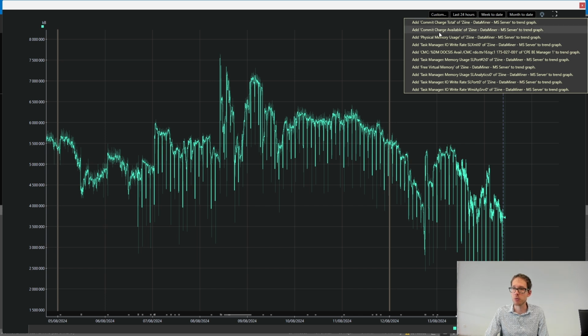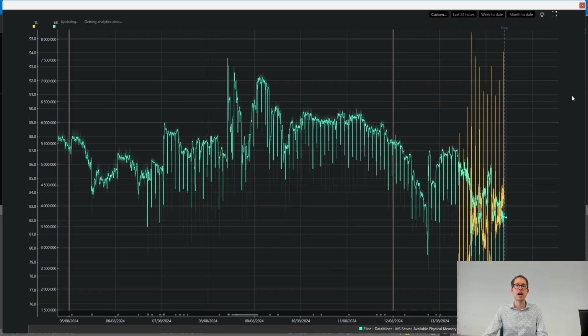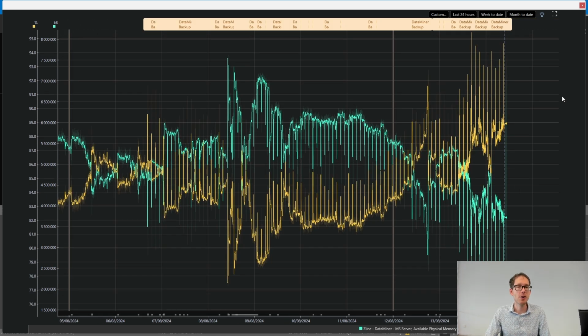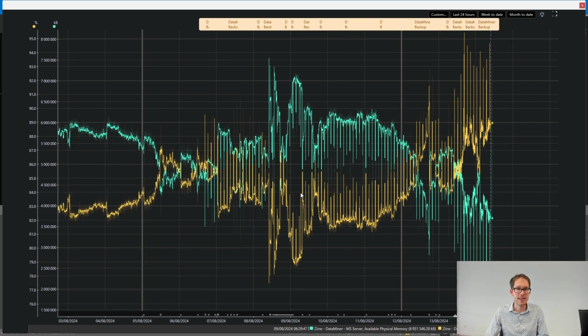Yeah, it can propose me several options. And let me focus on this one. It's telling me to look at the physical memory usage. I click it, and immediately DataMiner adds the physical memory usage parameter to my graph. Now, the yellow one is the physical memory usage. The blue one is the available physical memory. So of course they are related, and you indeed see that they have this inverse relation.